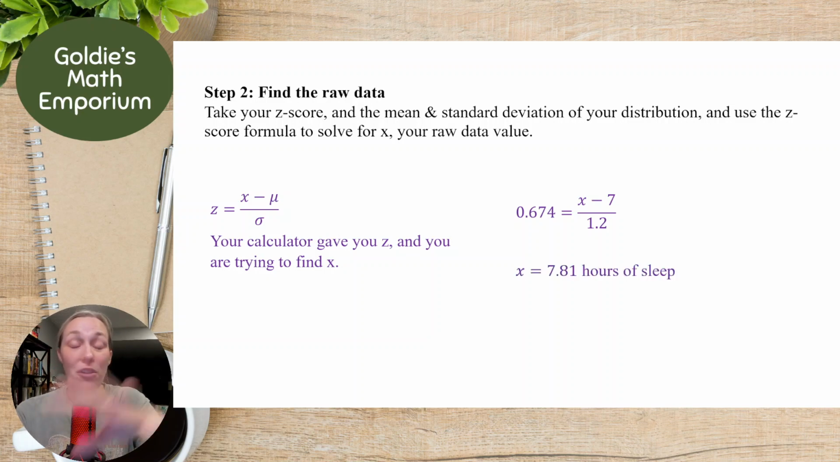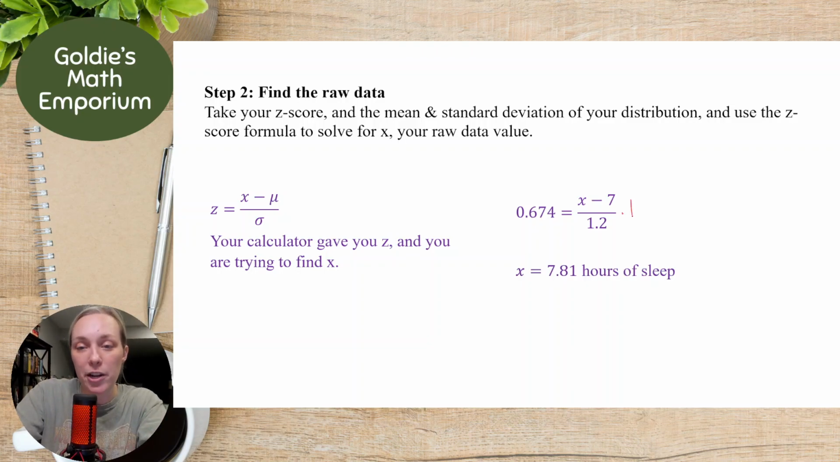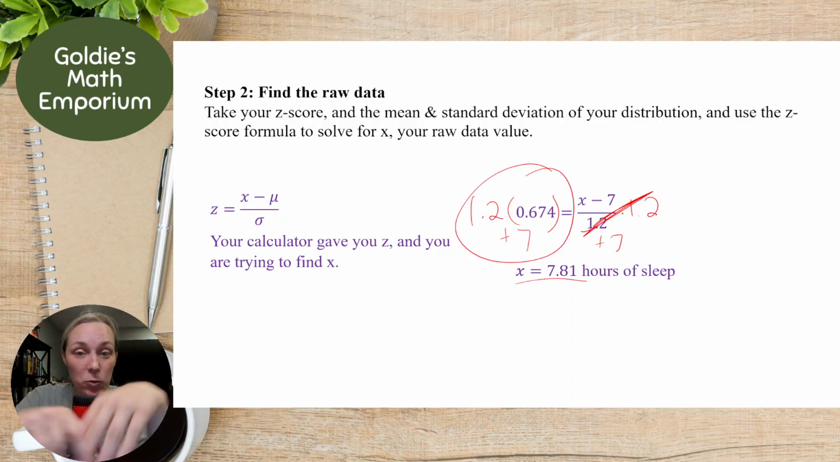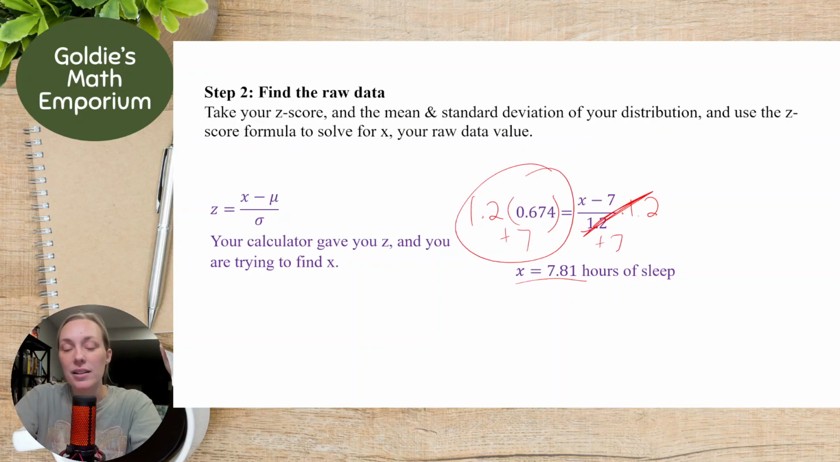Okay. We're going to solve for x then, which means, if you need a quick algebra refresher, right? Multiply both sides by 1.2, and then add 7. Right? And that's going to give us x is 7.81. And that answers the question. So to be at the 75th percentile, you need to get 7.81 hours of sleep. Okay? And that's it.